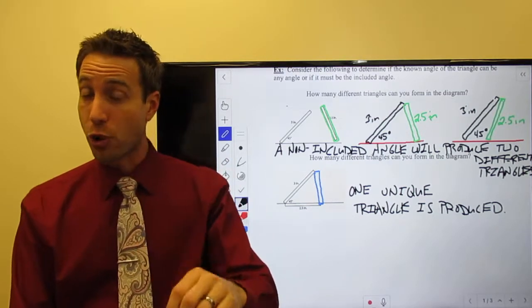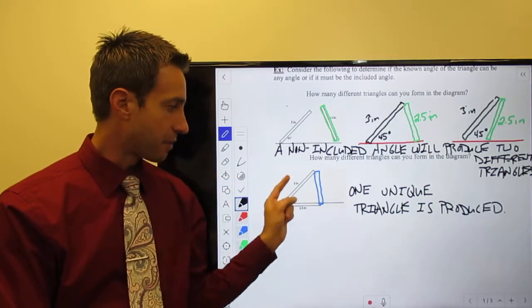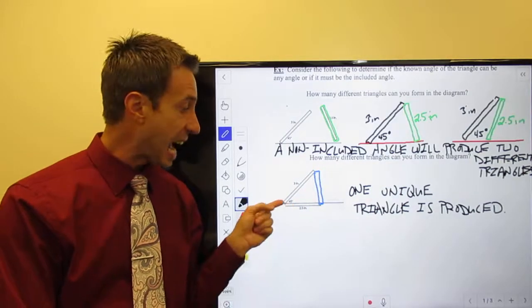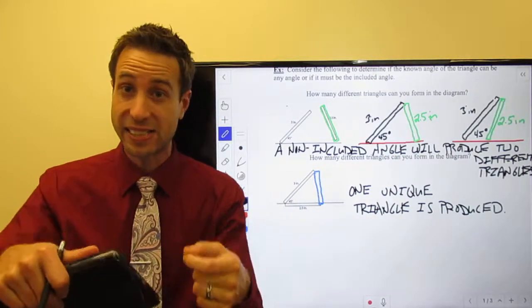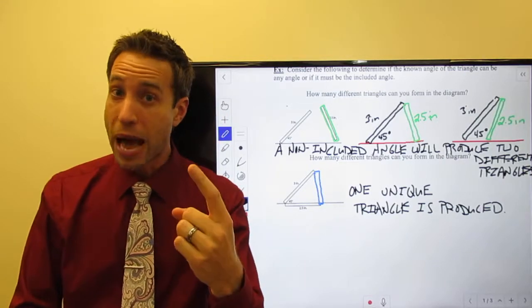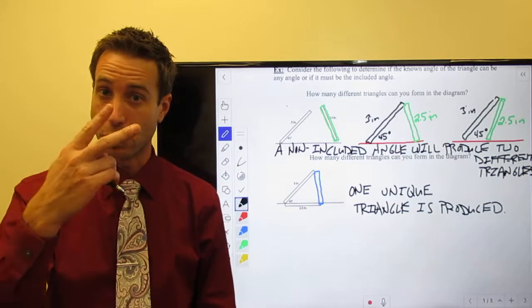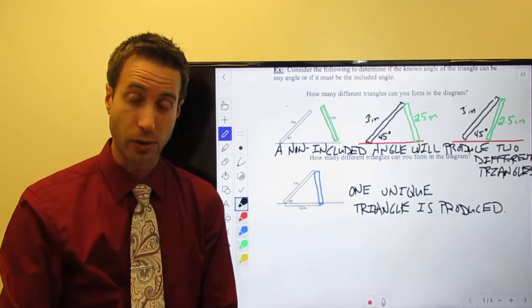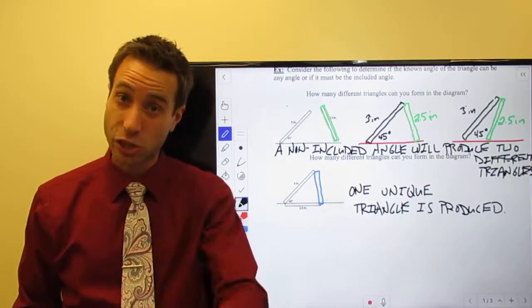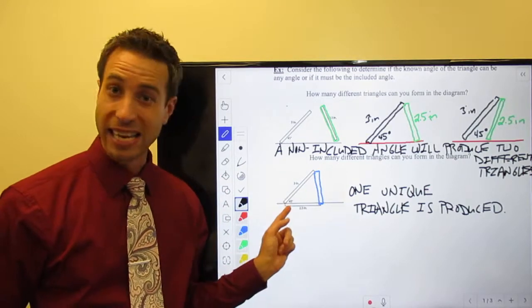So if I can show that two triangles have two sides that are congruent and an included angle that's congruent, the triangles must be the same. Because there's only one way to draw a triangle when you know two of the sides and an included angle. So they have to be the same if I can show that two of the sides and an included angle are congruent.